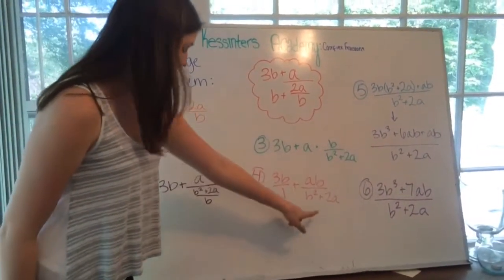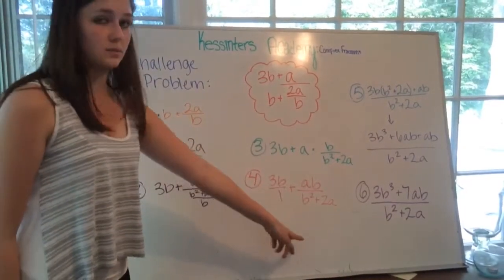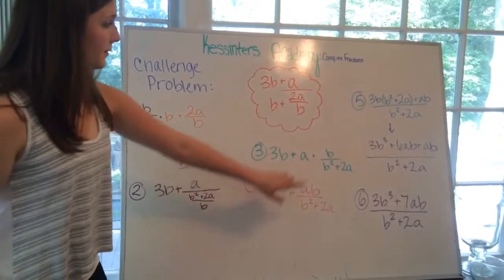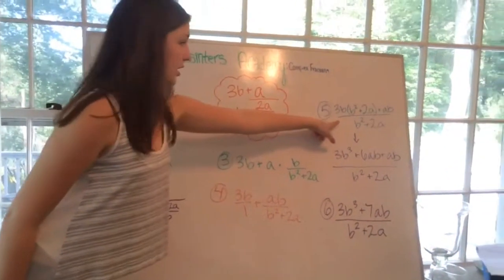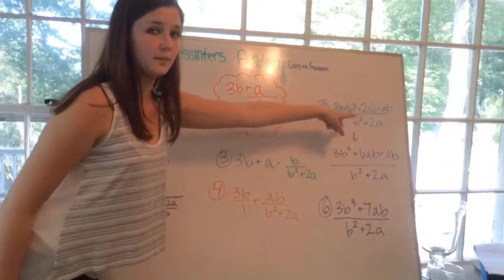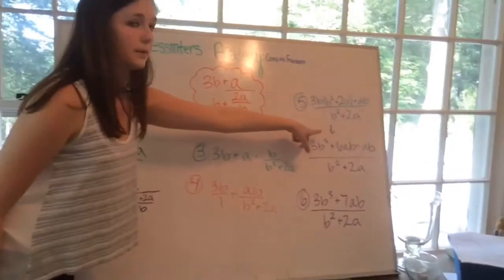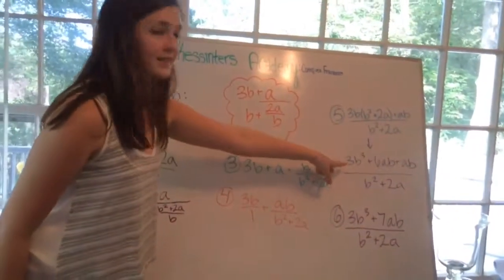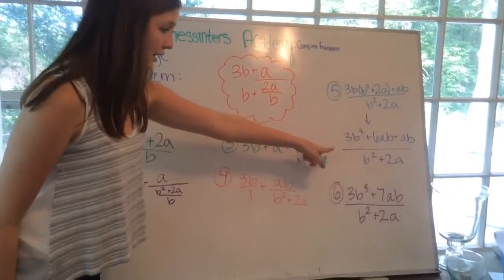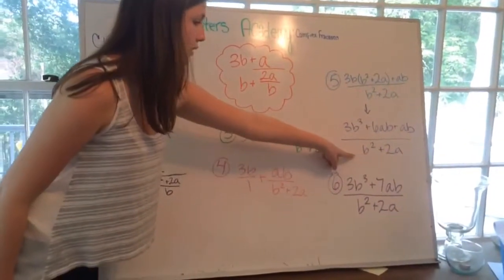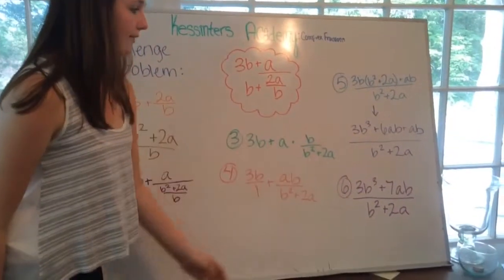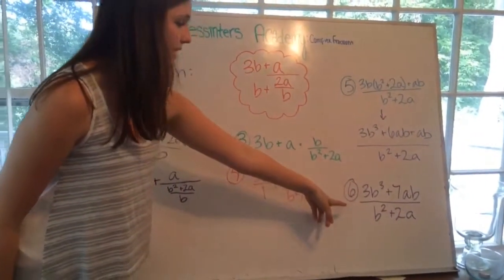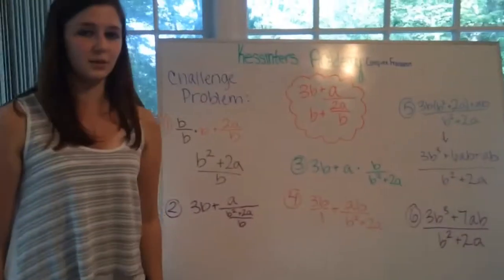Now you're going to find the LCD, which is b squared plus 2a, and use it to combine the two fractions. So you have 3b times the quantity b squared plus 2a, plus ab, over b squared plus 2a, which when you distribute, you get 3b to the third plus 6ab plus ab over b squared plus 2a. From there, you just have to combine like terms to get the final answer, which is 3b to the third plus 7ab over b squared plus 2a.